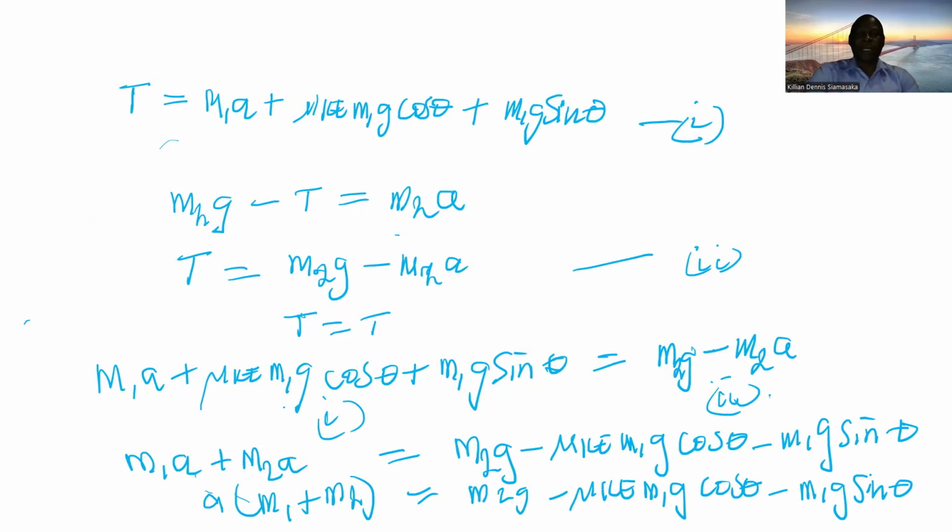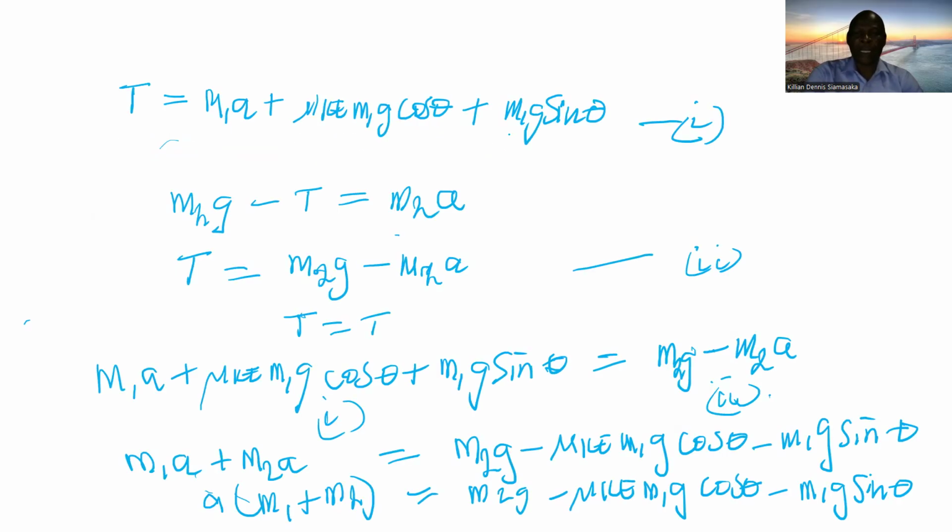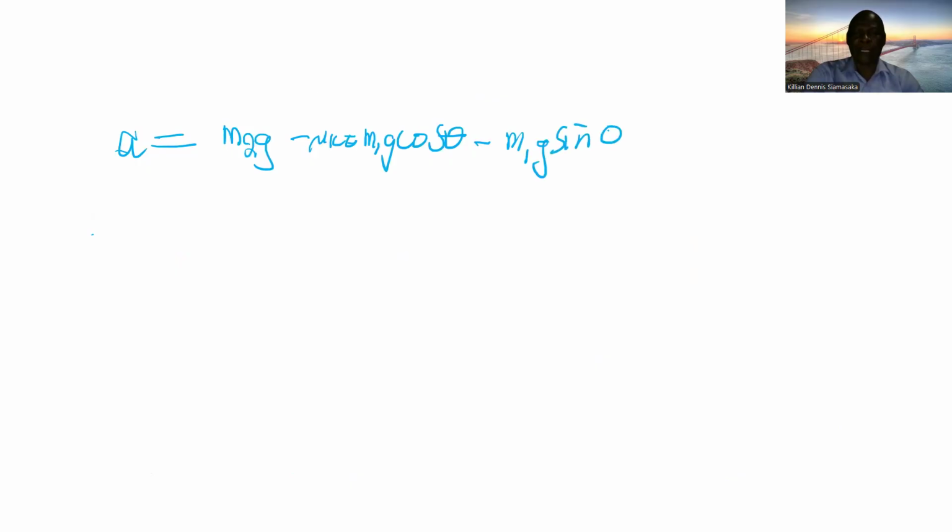So we can make acceleration the subject of the formula, meaning that acceleration is equal to the whole of this equation actually: m2 g minus coefficient of kinetic friction m1 g cos theta, and then minus m1 g sin theta, divided by m1 plus m2, which we factored out.